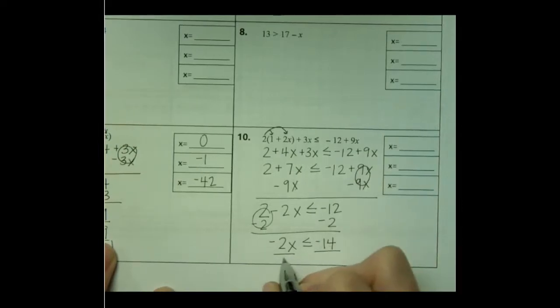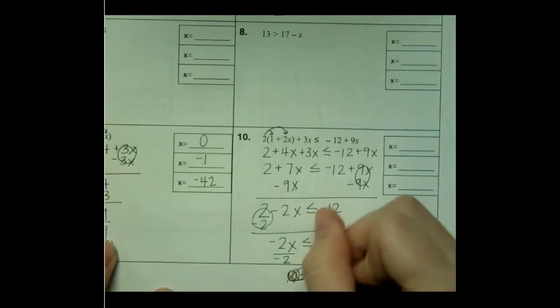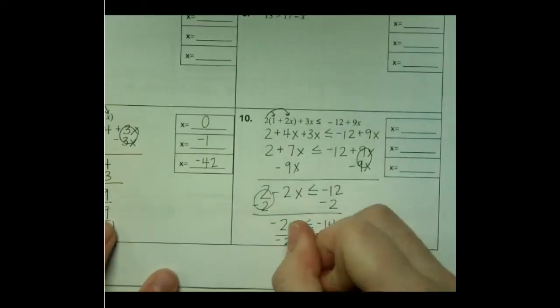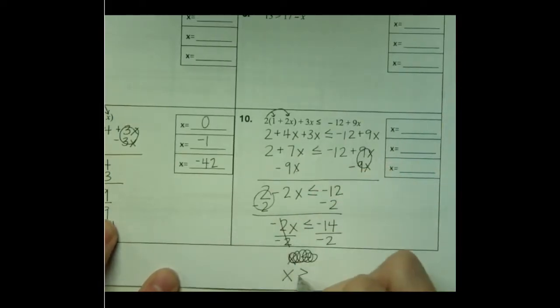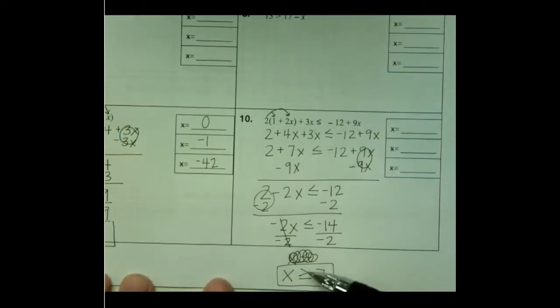Negative 2 times x. To get rid of a times negative 2, I need to do the inverse, which is divide. Divide by negative 2, divide by negative 2. X. Oh! Because we divided by negative 2, what was I supposed to do? Flip my symbol. See, even math teachers mess up. That was just a test. So we've got x on this side, because these negative 2's went away. Flip your symbol. Negative 14 divided by negative 2 is a positive 7. We are looking for things that are greater than or equal to positive 7.